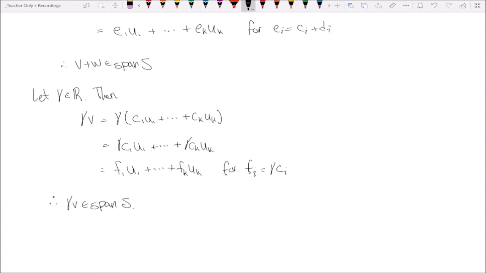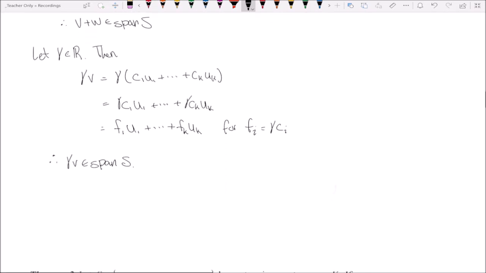So we have now shown that span of S is closed under addition and closed under scalar multiplication. Therefore, the span of S is a subspace of V.